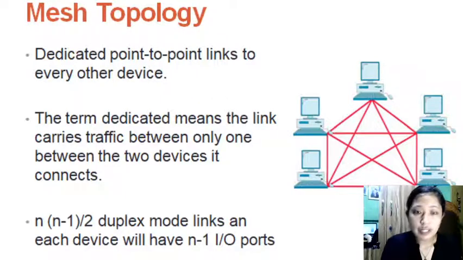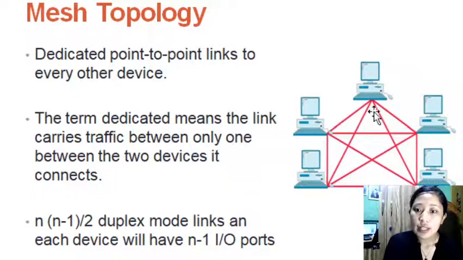So we will be starting with the first one, that is mesh topology. Topology, as I already said, is how all the devices of the network are connected with each other. In case of mesh topology, there will be a dedicated link, that is a point-to-point link, between every device. For example, you can see here there are 5 devices, and between all 5 devices you have a direct, dedicated transmission media. So this is a mesh topology.